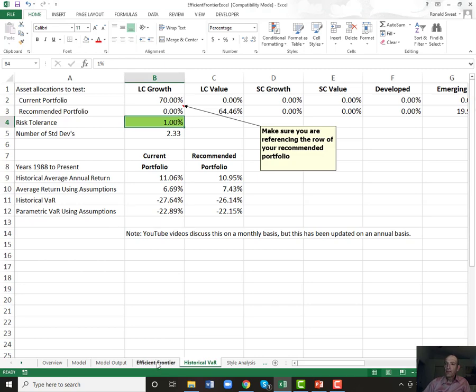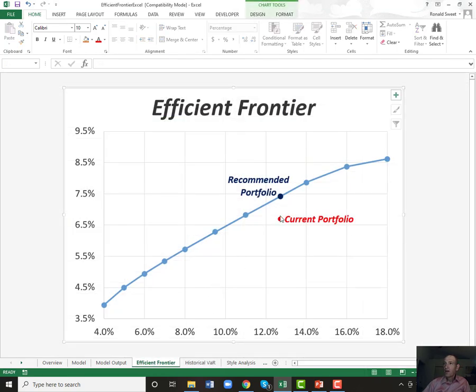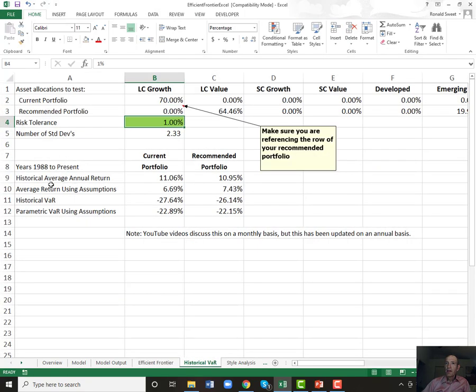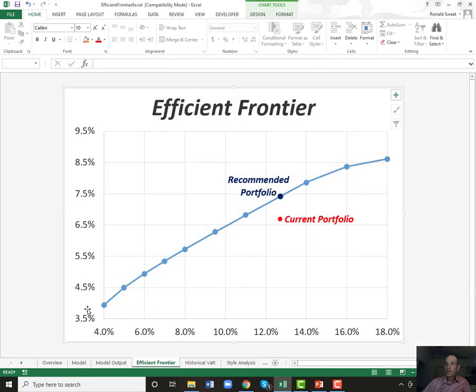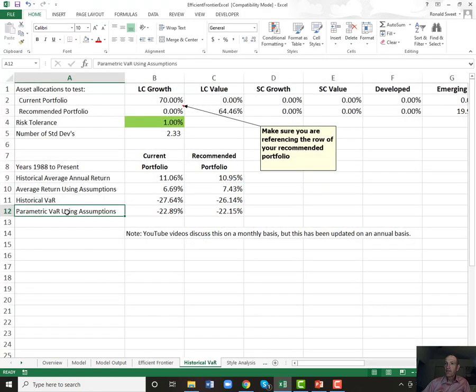So if you look at the efficient frontier, what we're telling the client is we're going to have the same risk as your current portfolio, but with a higher expected return. And we see that, right? Here are our assumptions. We're going to have a higher return, and the risk is lower. Now here the risk is different. Here on the efficient frontier, the risk is standard deviation. So we're using standard deviation. Here we're converting that standard deviation into a 1% event.